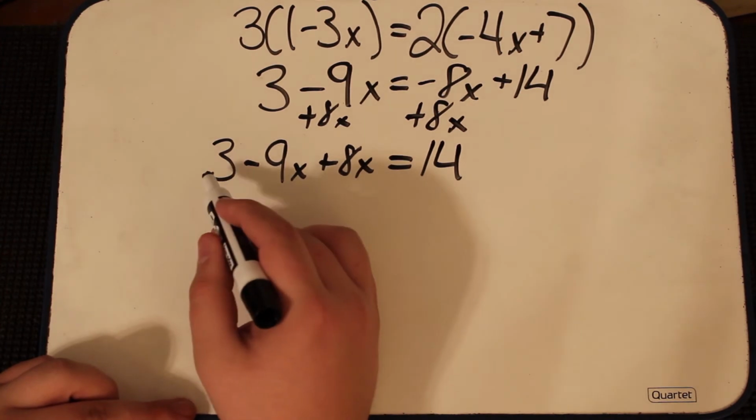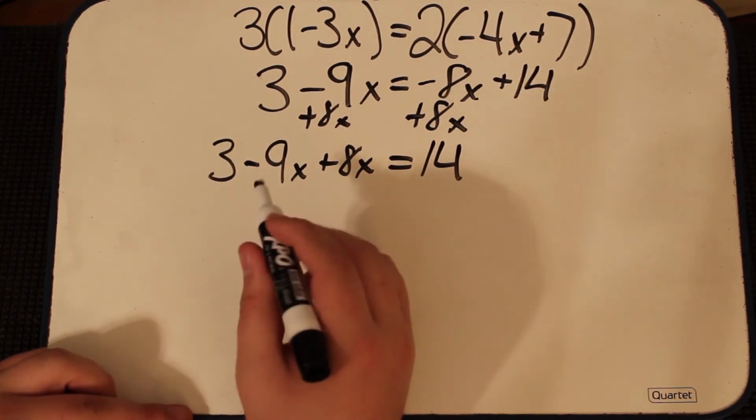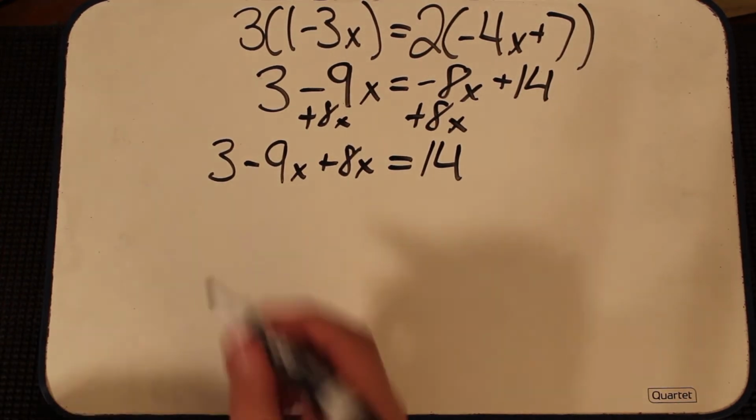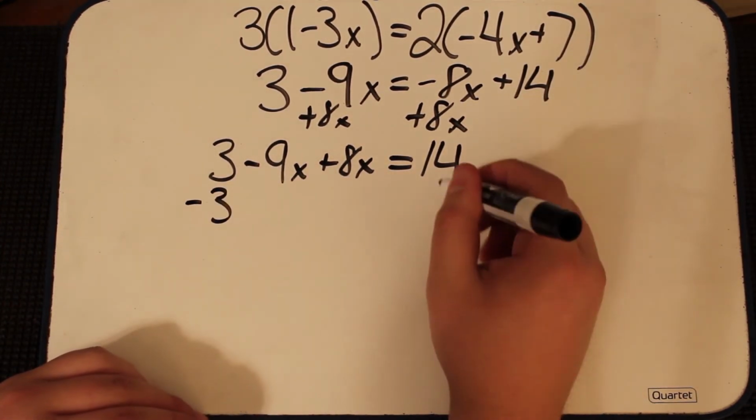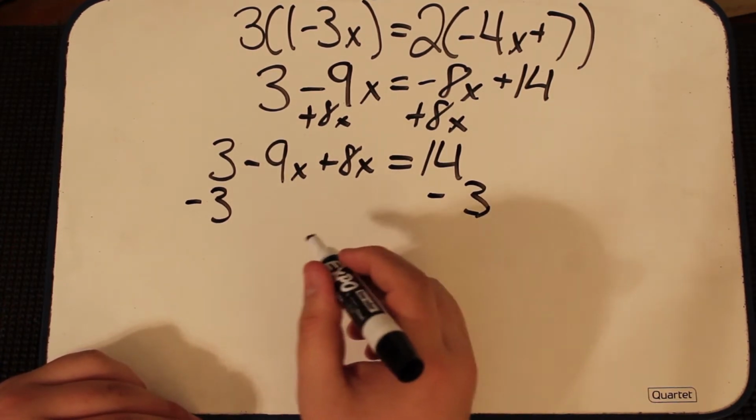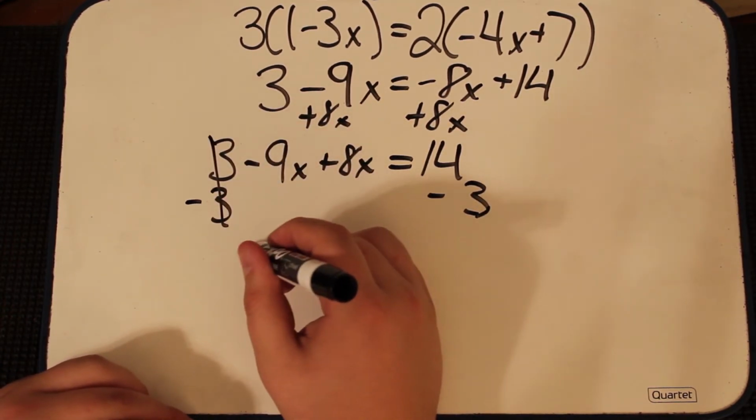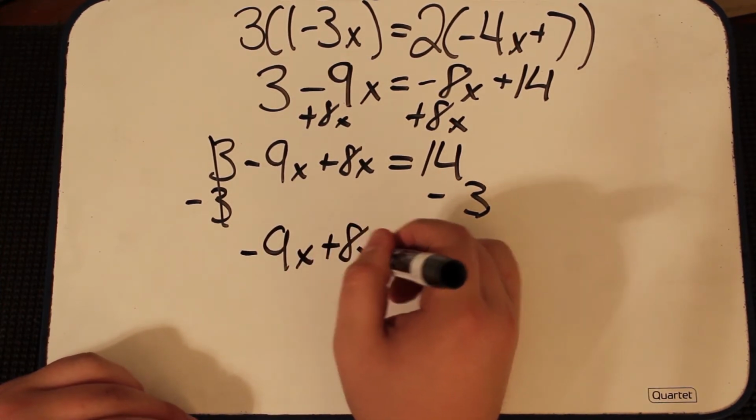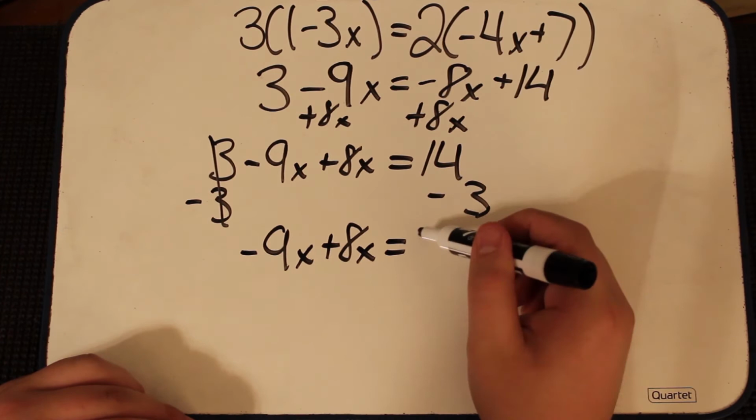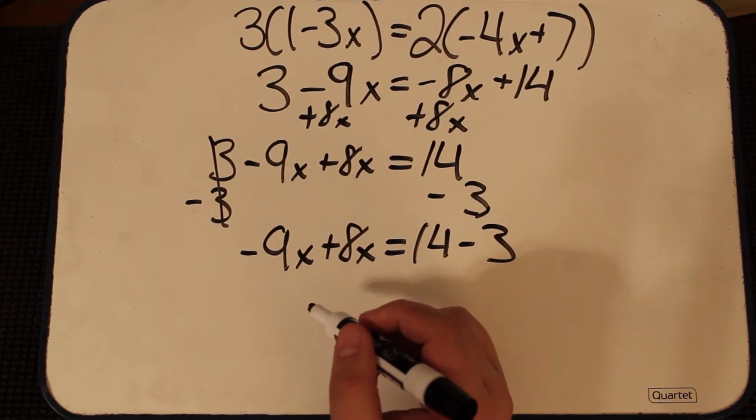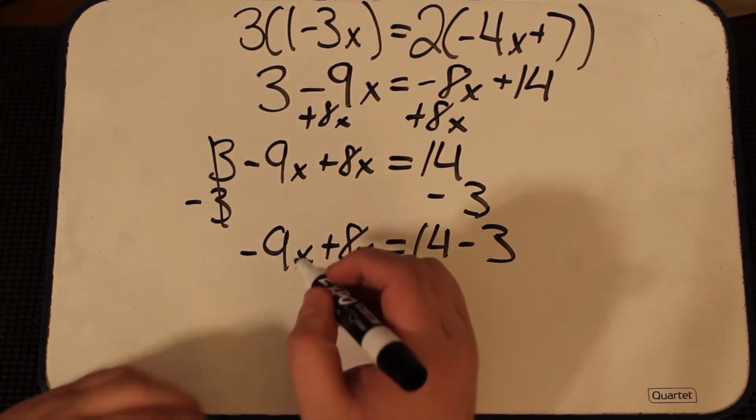Now, I need to move my constants. There's only one constant on here that isn't with the other constant. I have a positive 3. So if I'm going to undo a positive 3, I have to subtract 3 from both sides. When I do that, these are going to cancel, but we end up with negative 9x plus 8x equals 14 minus 3. Now, I can put these together.